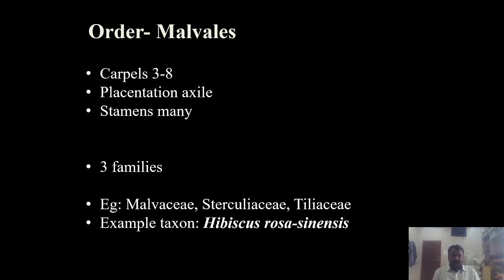The last order in the Thalamiflorae series is Malvales. Carpels number is here 3 to 8, and the placentation is axile placentation. Many stamens, but most of the stamens are monothecous. Three families were recognized in this order: Malvaceae, Sterculiaceae, and Tiliaceae. The well-known example is Hibiscus rosa-sinensis.